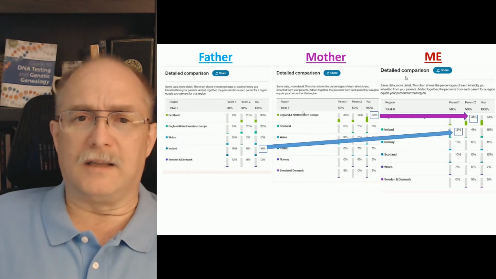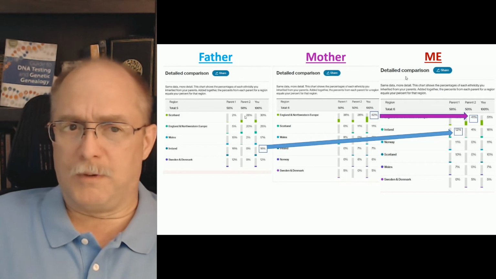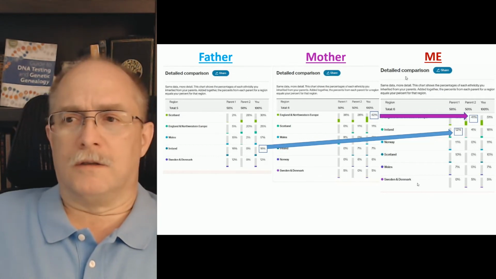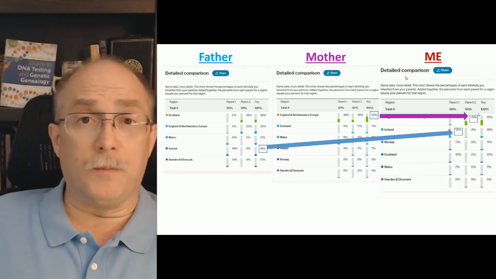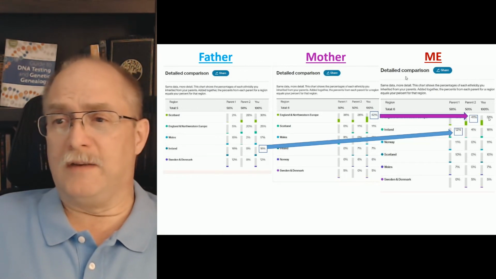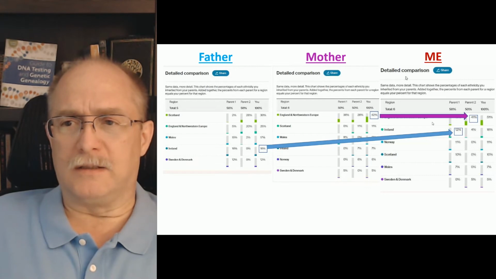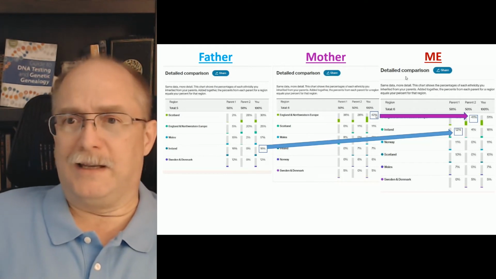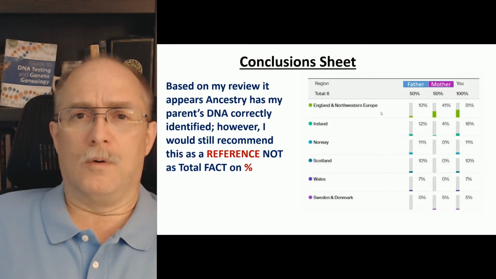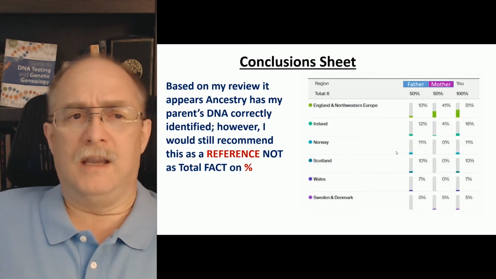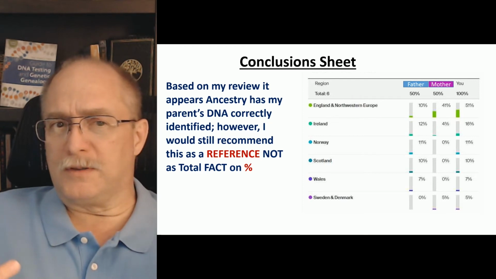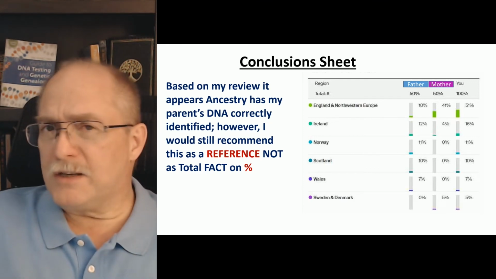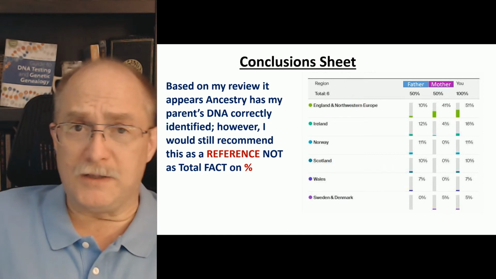And then going back to the first one again, my mother is 62% England and Northwestern Europe. Well, my father's only 25%. So since one parent is giving 41% and the other one is giving 10%, I got it blocked here, but it's on there. We can go back to this one, 10%, giving me 51%. I will say it's pretty fair to give this one to my mother. What that basically means is, based on my review, it appears Ancestry has done a good job of distinguishing between my two parents.